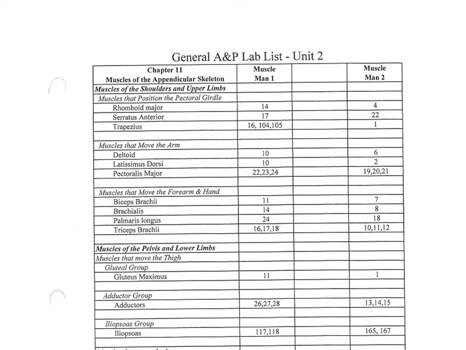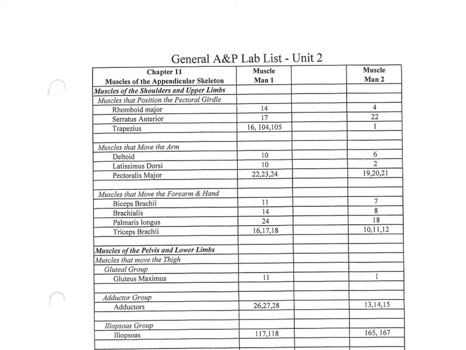All right, then on the next page, we're going over the trunk. We'll have the rhomboid major is on the trunk. The serratus anterior is on the trunk, and the serratus anterior is also on that chest plate. Okay, so it's on both. You can see it on the chest plate and you can see it on the trunk model.